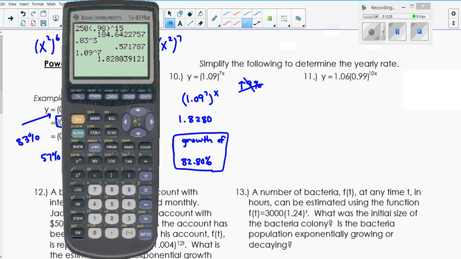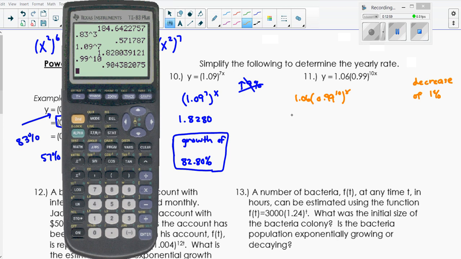Alright. In the next one, again, we start the next one and we see that there's a 0.99, and we think that the yearly rate is a decrease. So just, you don't need to write this off to the side always, but I would for notes. It looks like there's a decrease or a decay. Those are interchangeable words. So it looks like there's a decrease or a decay of 1%. But if we actually simplify this, we can say 1.06 times 0.99 raised to the 10th raised to the x. So that's the same thing. So in my calculator, I can say 0.99 raised to the 10th power, and that becomes then 1.06 times 0.9044 raised to the x.